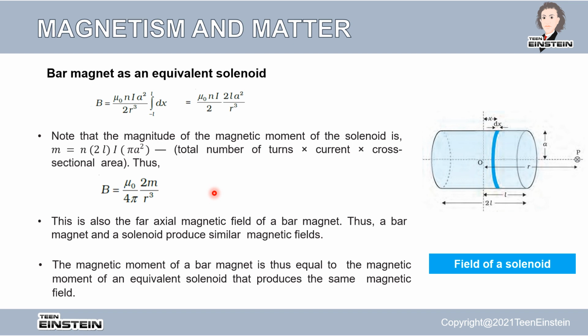So this is nothing but the magnetic field of a bar magnet. So this is also the far axial magnetic field of the bar magnet. Thus a bar magnet and a solenoid produce similar magnetic field. So that is our conclusion. What we did is, we took a solenoid and derived the magnetic field at the axial point of the solenoid. Then we got the expression which is the same as the magnetic field from the bar magnet. Now the magnetic moment of a bar magnet is thus equal to the magnetic moment of an equivalent solenoid that produces the same magnetic field. So from this we can conclude that the bar magnet also acts as a solenoid and its magnetic moment is given by this M.